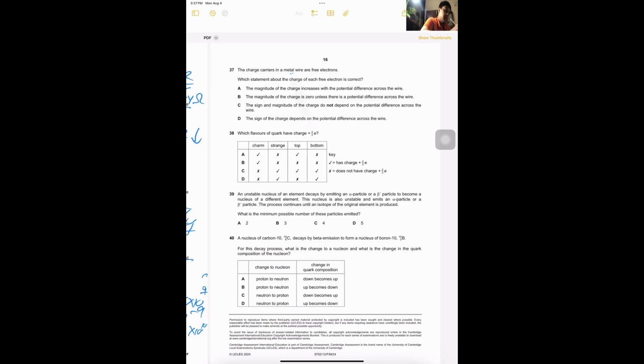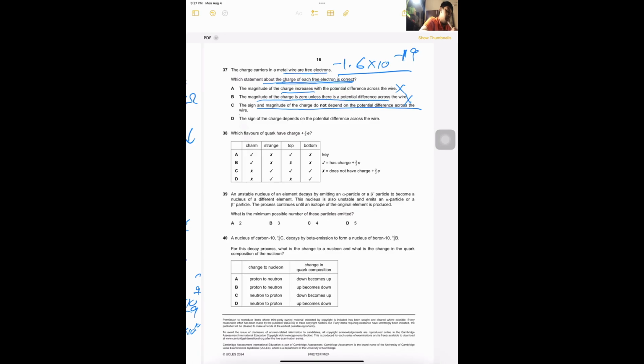We'll move to question 37. The charge carriers in a metal wire are free electrons. Which statement about the charge of each free electron is correct? So they have a charge of minus 1.6 into 10 to the power minus 19, which is constant and unchanged. The magnitude of the charge increases? It is unchanged. The magnitude of the charge is 0? It is not 0. It has a value even if it's negative. The sign and magnitude of the charge do not depend on the potential difference across the wire.